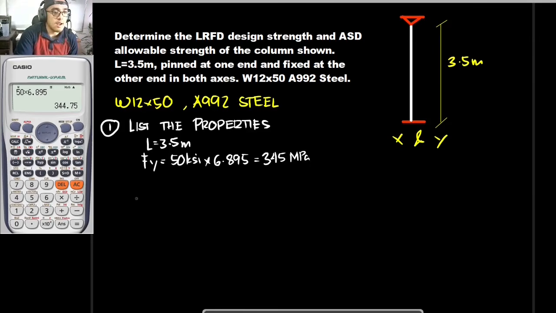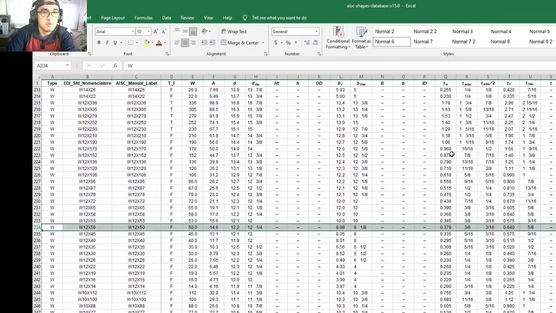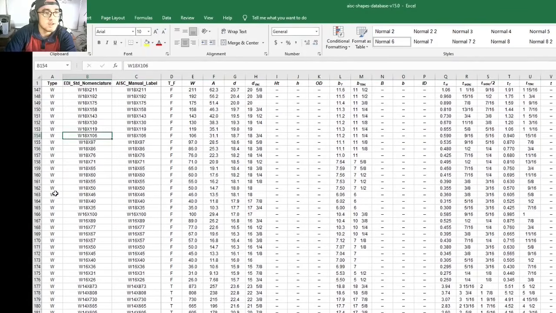So ano pa yung kailangan natin? So section properties. Okay, since ang gagamitin natin dito would be W12 by 50, so we would be going to our Excel file. So it would be this. So W12 by 50. So hanapin natin siya dito.